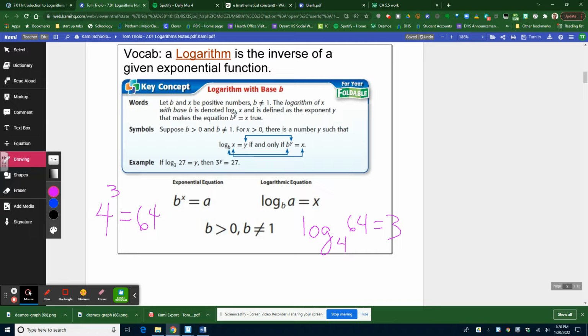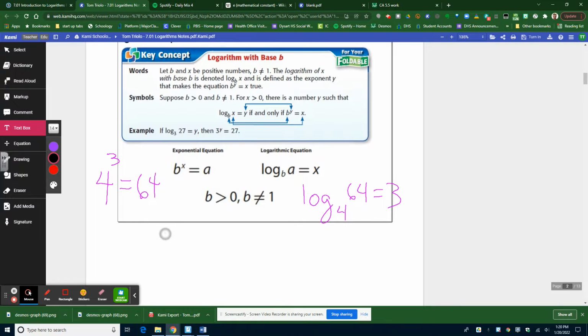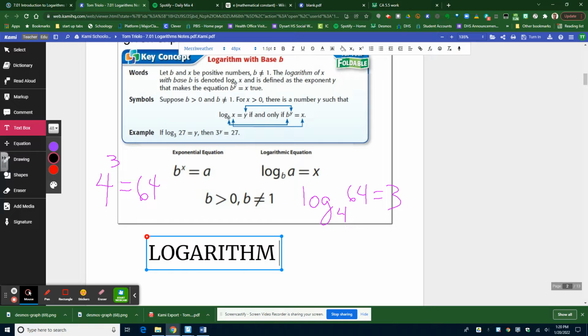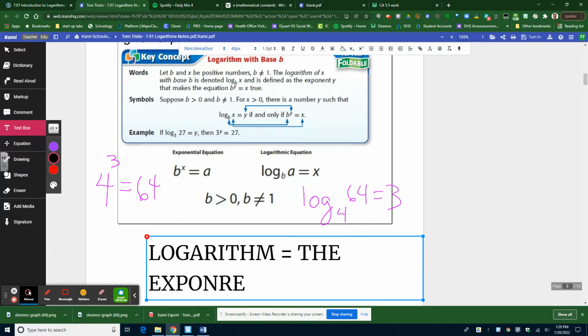Big, all caps. Take your big text box, the biggest one you can that doesn't totally annoy you. And if it totally annoys you, that's probably a good thing. I'm making mine 48. Logarithm, let's make it caps too. Logarithm equals the exponent.